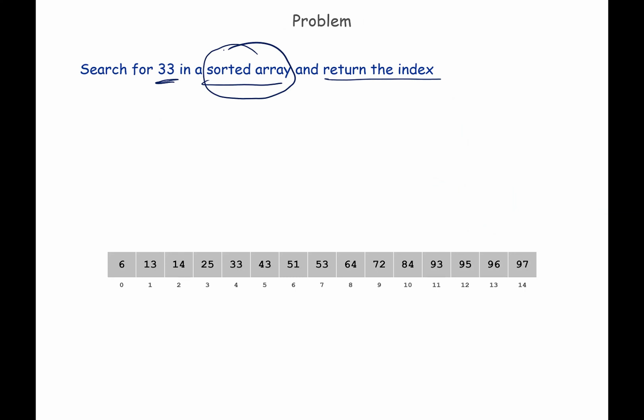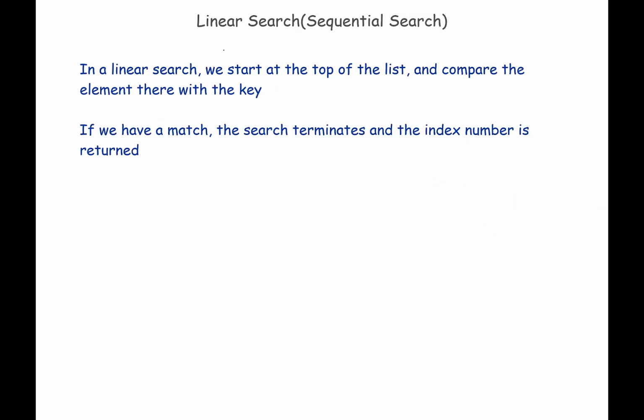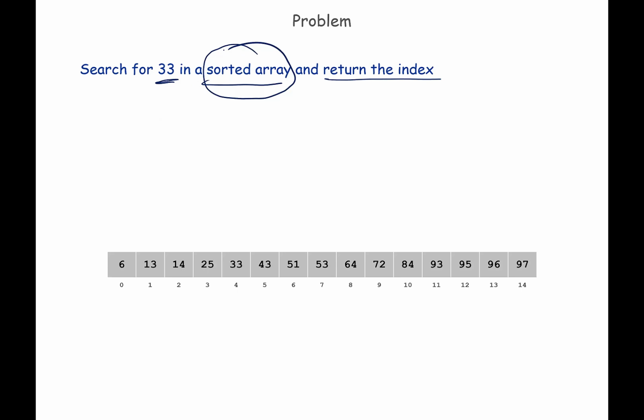So if I want to solve this problem, the first thing probably I will do, the most intuitive thing, is I will start at the beginning, right? And keep on searching. And you see, after a few searches, I will find 33 and then I can return 4, right? So that's simple. What we are doing here is called the linear search.